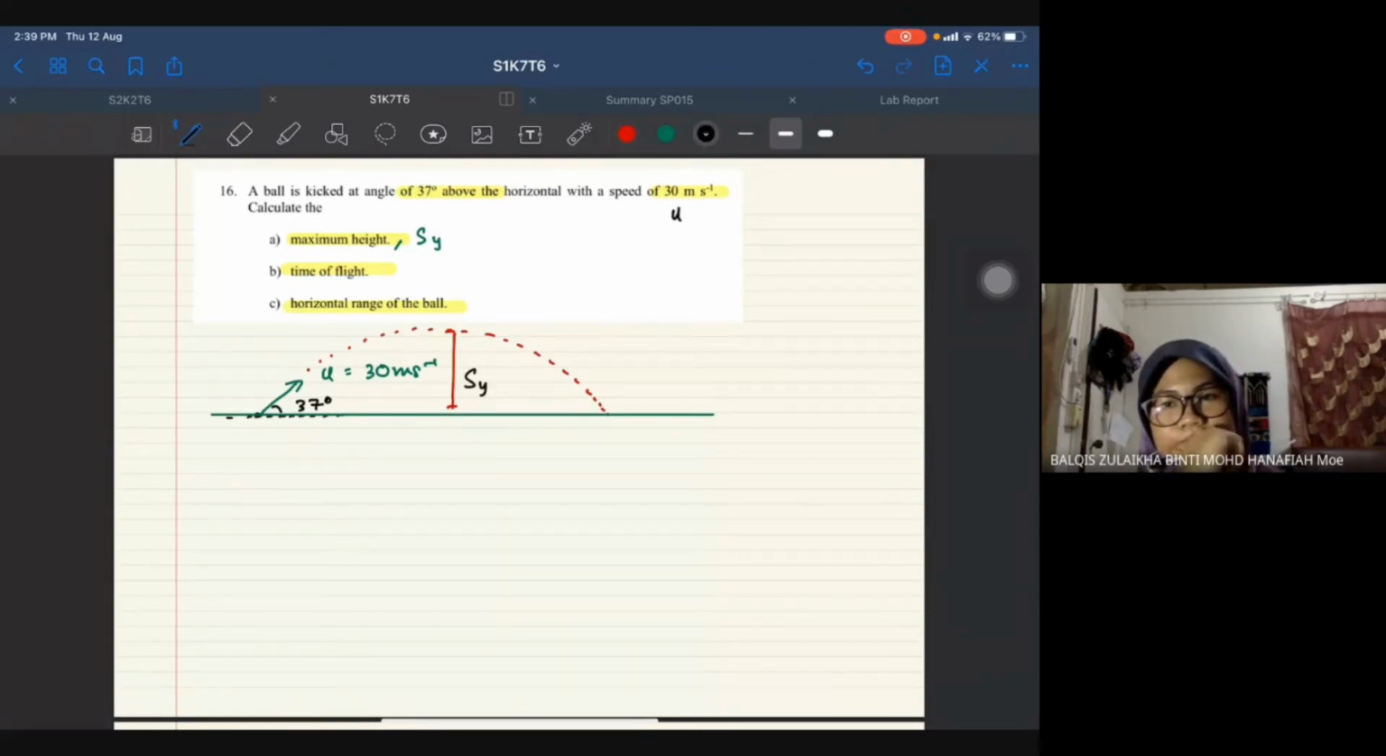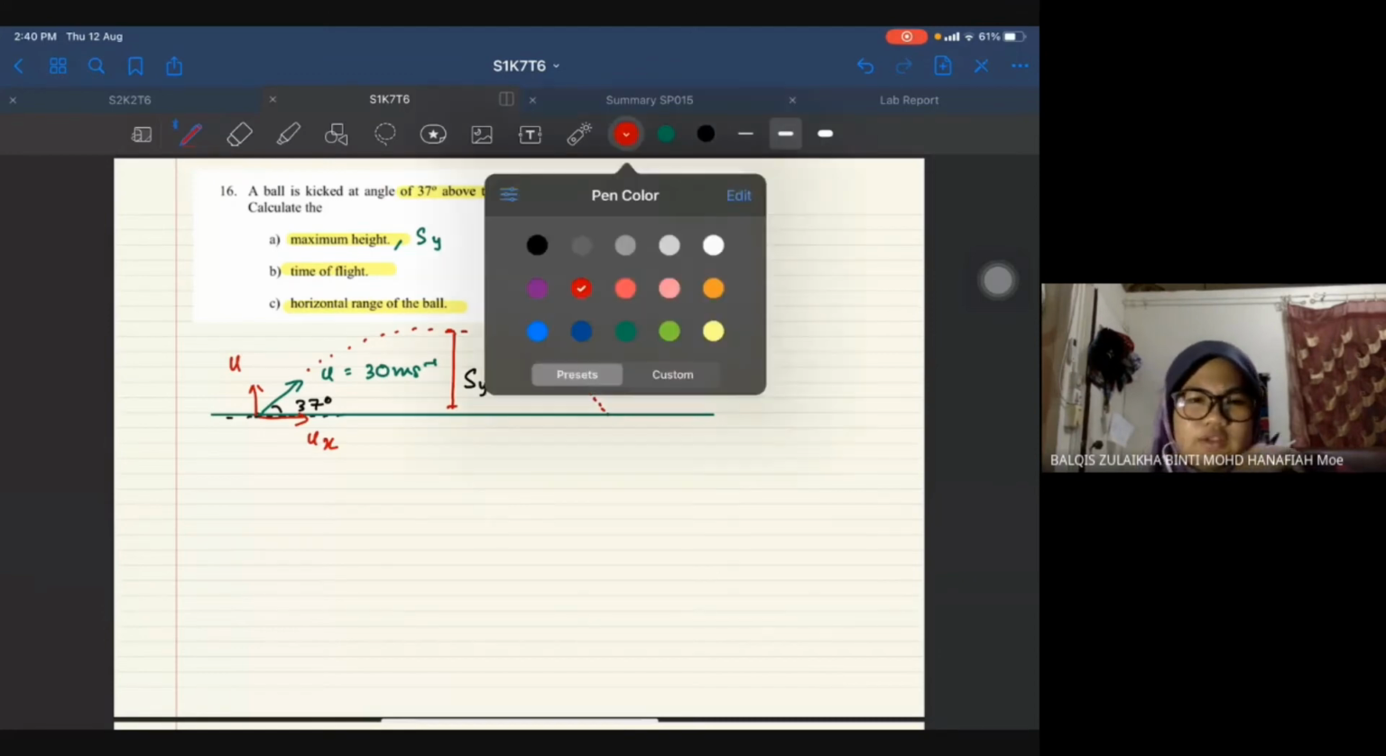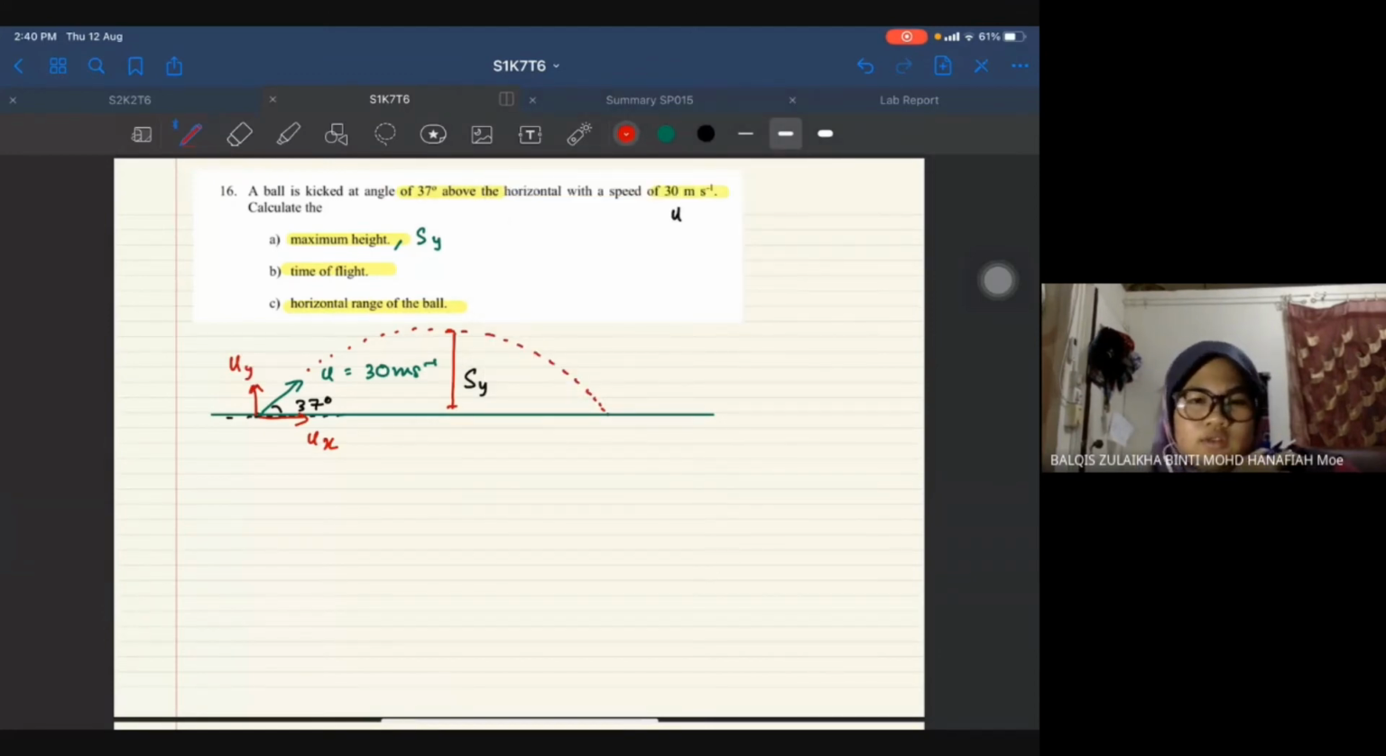Okay, now kamu dah lukis, you dah take out information, tapi information yang kamu keluarkan sebenarnya tak cukup lagi. Okay, so whenever you have quantity that's not in X or Y component, kita kena resolve dulu siap-siap. So first thing first, we resolve U tu kepada X dengan Y so that kamu boleh fokus nak buat yang mana satu sekejap lagi. Okay, so we have UY dengan UX. Ingat tak macam mana nak cari UX dengan UY? Ingat. Cos dengan sin. Okay, good.